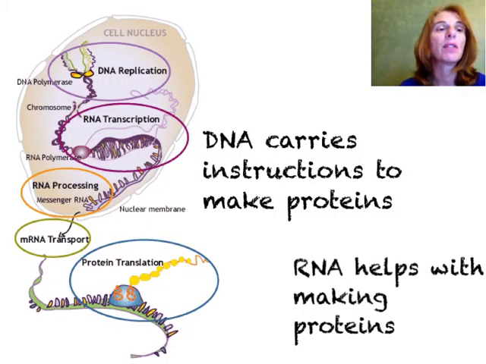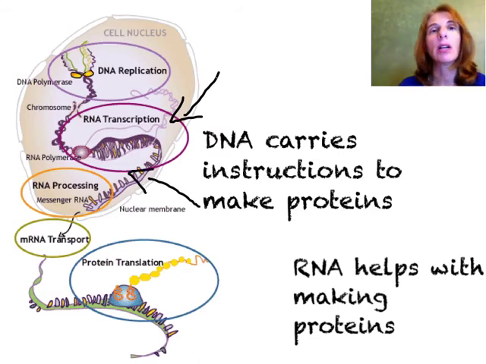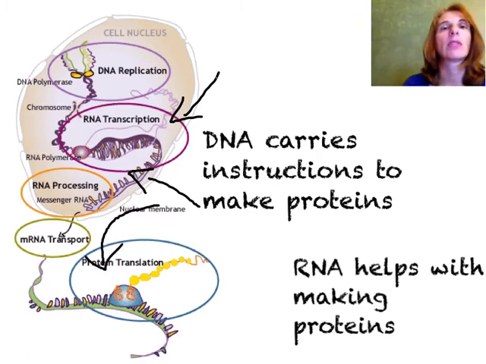Alright, here's an overview of how this looks in a cell. The DNA stays here in the nucleus carrying the instructions. Since it doesn't leave the nucleus, it gets copied into a molecule called RNA, and that RNA carries the message out after it gets processed and travels to the ribosome.